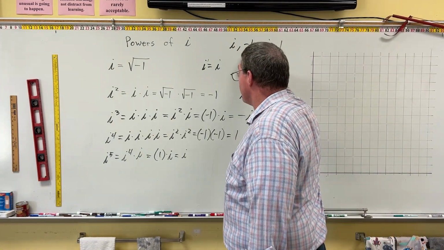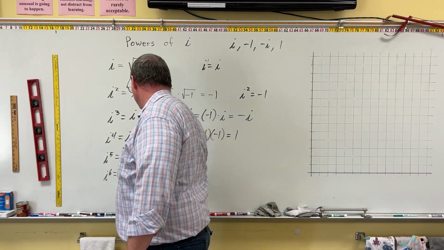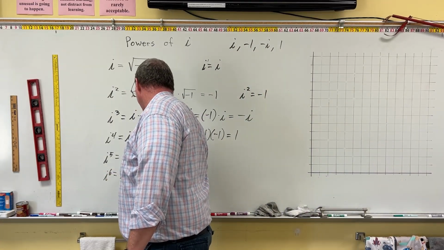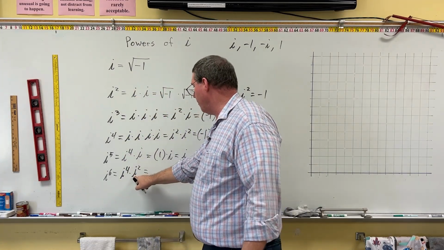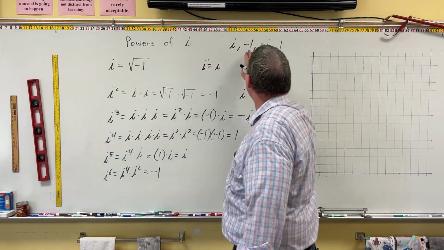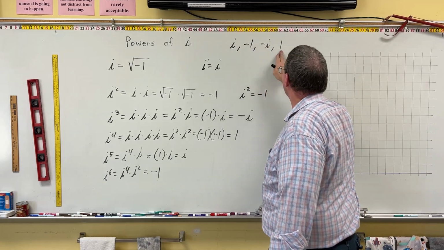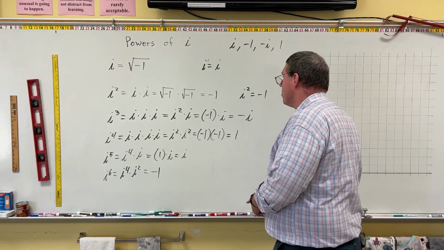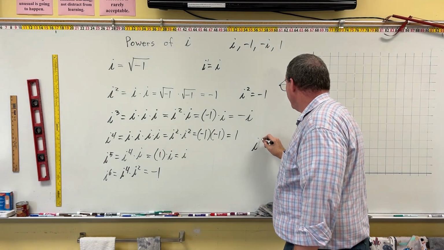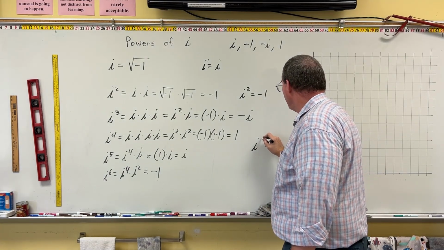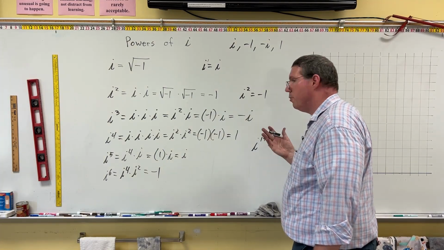This is going to be i to the sixth. I could do the exact same thing. i to the sixth is equal to i to the fourth times i to the second. That's 1. i to the second is negative 1, so this becomes negative 1. i to the sixth, i to the seventh, i to the eighth, i to the ninth, i to the 10th, 11th, 12th. So the question is, what do we do when we get something like i to the 143rd power? What do we do with that?